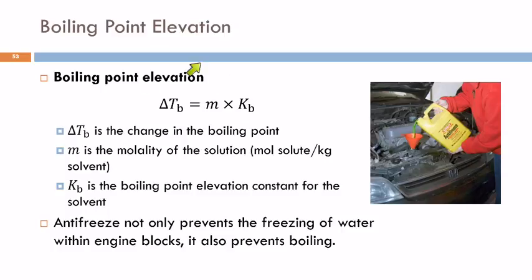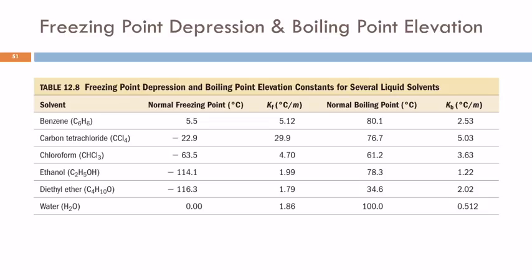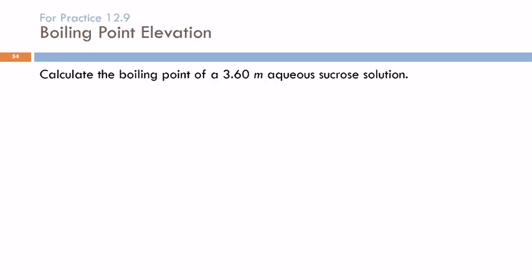Okay, so here's the equation for boiling point elevation. We're going to need the constant, so we would go to this table and look it up. There's the freezing point depression constant. Here's the boiling point elevation constant. For water, 0.512 degrees Celsius per molal. So to do a problem like this, we'd have to look up the constant, which we just did. And again, that's not something that you would be expected to memorize. There's the boiling point constant.